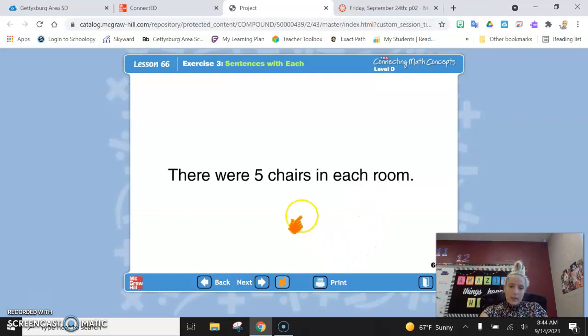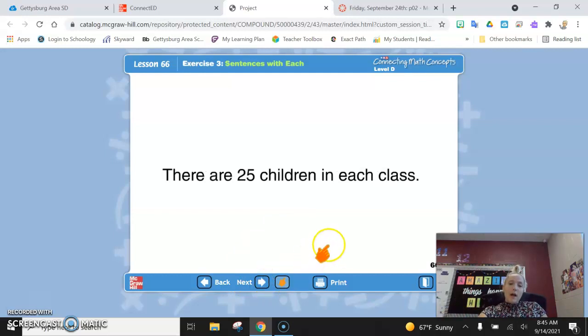Let's look at the next one. Or how about this? If I had 2 rooms, so we know one room has 5 chairs. How many would be in 2 rooms? Yeah, 10. You should have 10 chairs. Try this one. There are 25 children in each class. So in one class, there's how many children? 25. Good job. How about in 2 classes? How many kids would be in 2 classes? Think about it.